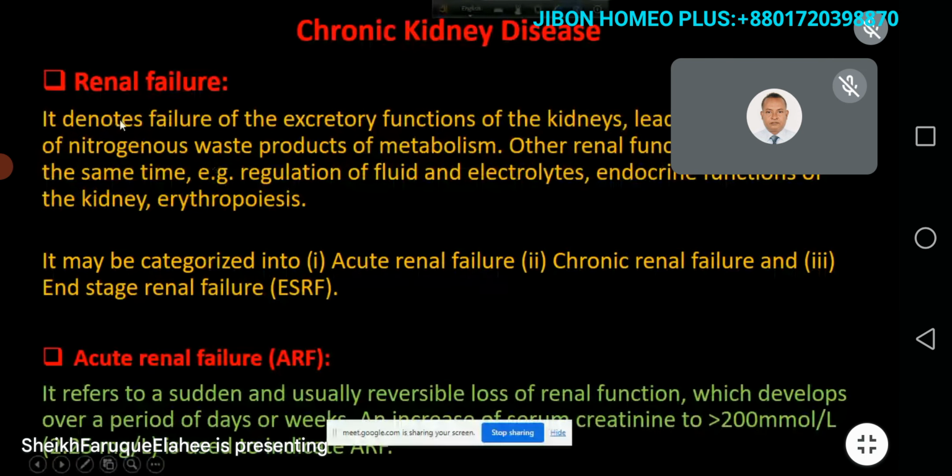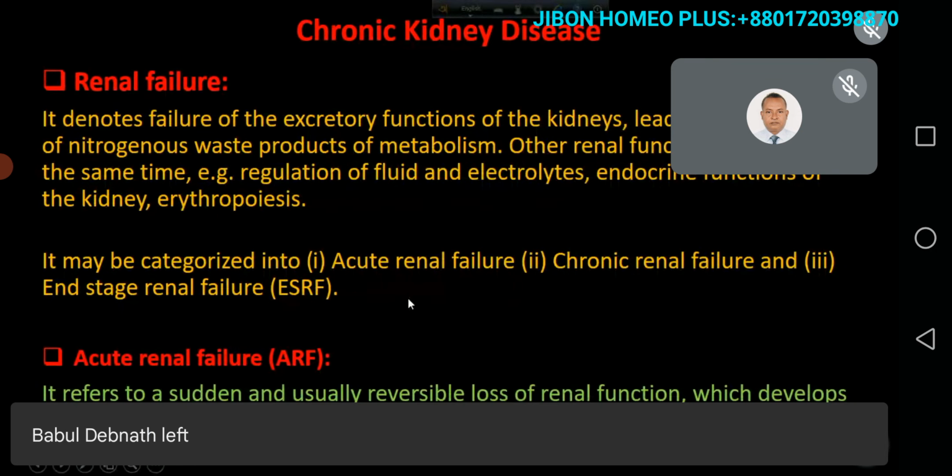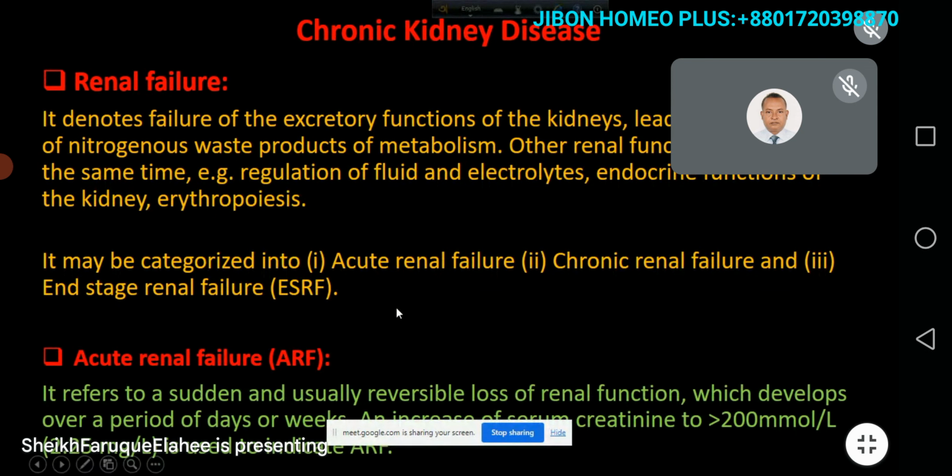So you can just guess what will happen when the kidney fails, when the kidney refuses to do its function. Now this kidney failure we can classify into three categories. One is called acute renal failure. One is called chronic renal failure, and another is called end stage renal failure.